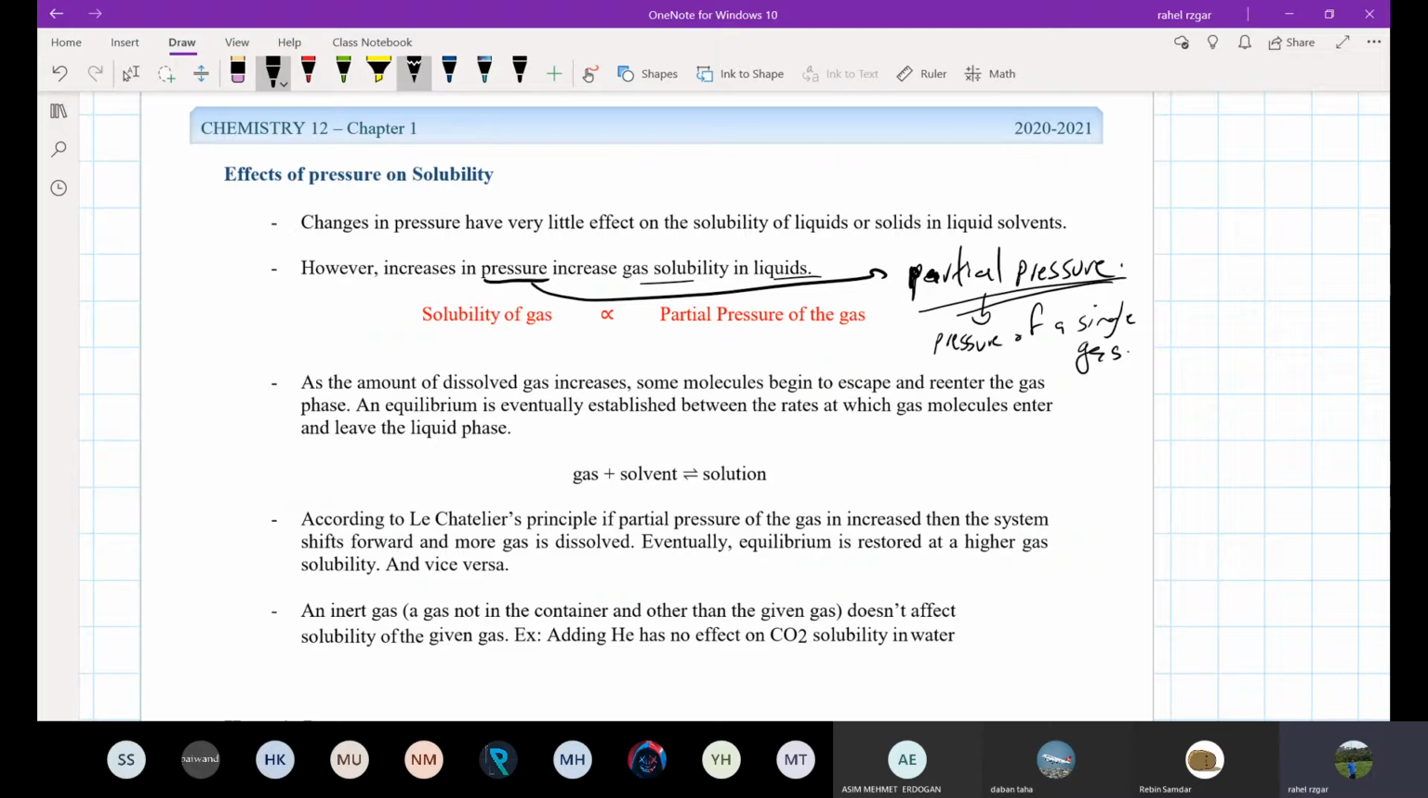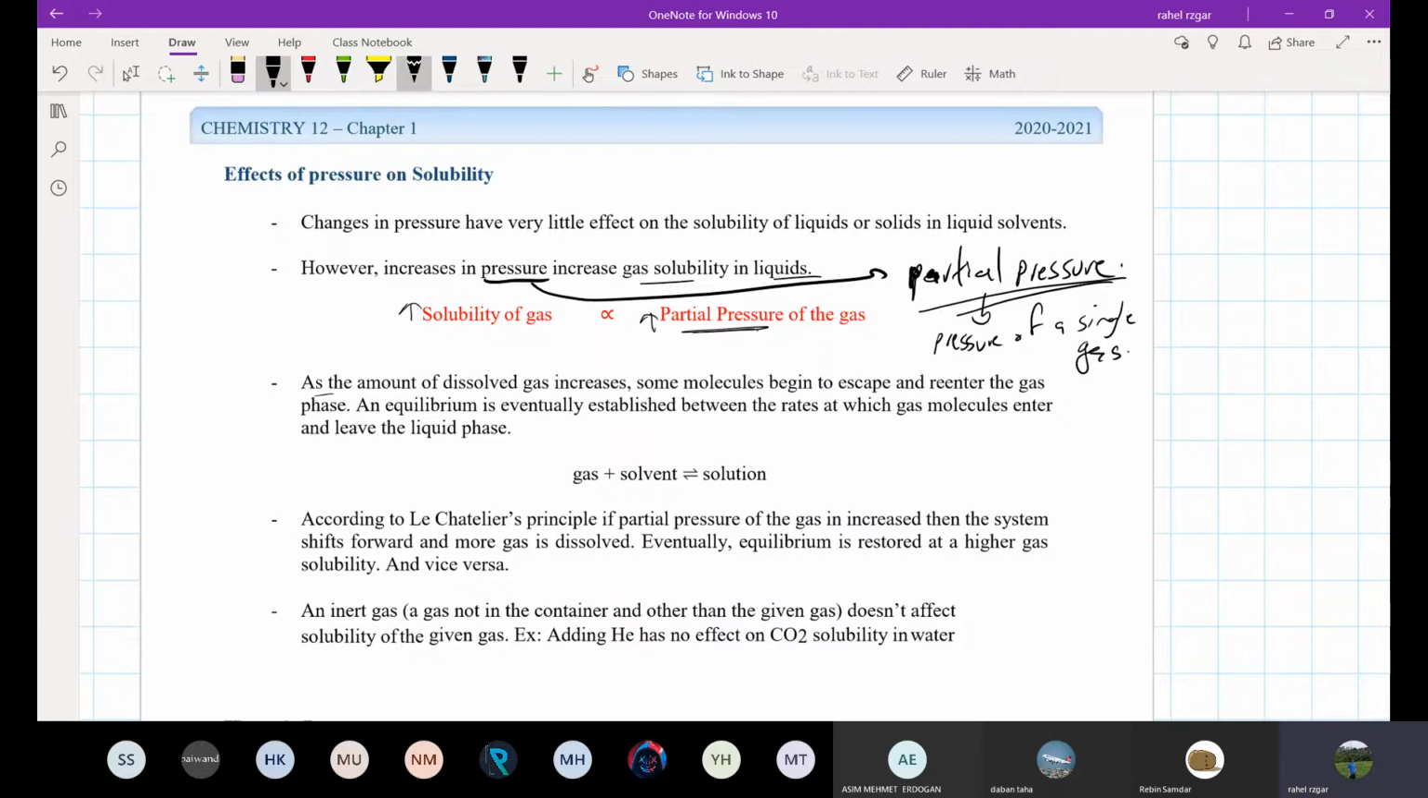For example, if you have a soda, a soft beverage, how can you dissolve some gases in it when you drink it? It has been added by pressure, and it's directly proportional to the solubility. So the higher the pressure, the higher the solubility of the gas. If you increase the partial pressure of that gas, the solubility will be higher.